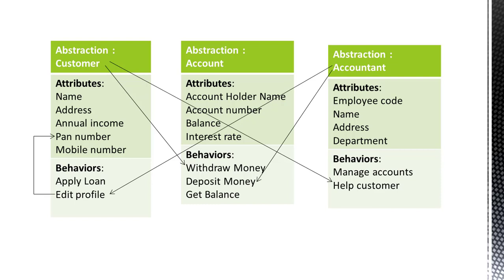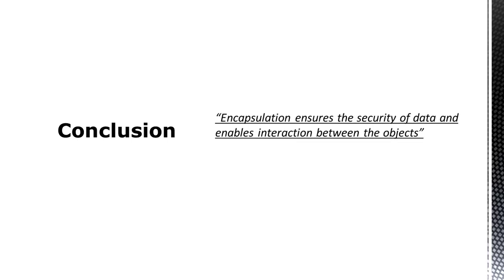By applying access specifiers, it ensures that no object can modify other objects' data directly, but the methods are publicly available in order to achieve the interaction. So in conclusion to this video, we can say that encapsulation ensures the security of data and enables interaction between the objects.